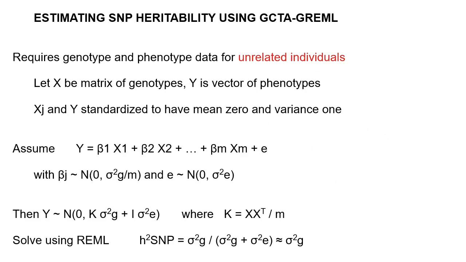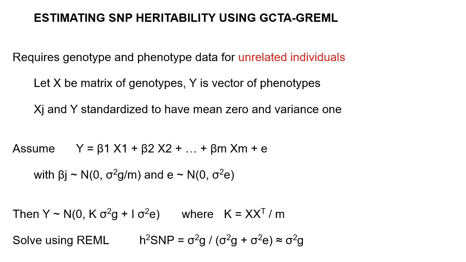I will now explain two methods for estimating SNP heritability. These next four slides are quite complicated. I'll try my best to explain them simply, and then at the end I'll give a summary of the most important points. The first method is GCTA. This requires individual level data for unrelated individuals, so no pair of individuals can be more closely related than, for example, second cousins. First, some mathematical notation.